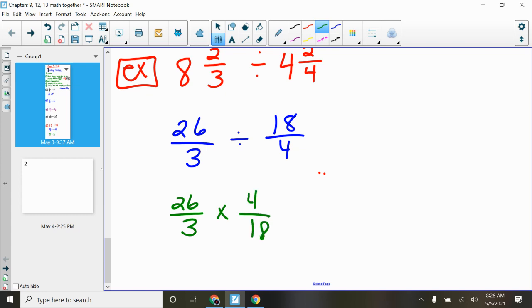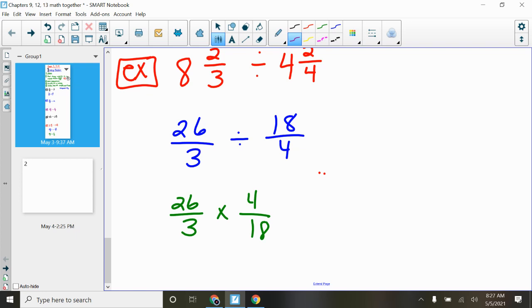All right, now we're ready for the next step, and it says simplify before you multiply. So Sophia, 26 over 3 and 4 over 18. First off, how many of you all have that? Have you made it to my green stuff yet? Okay, all right, now let's change to a new color so that we can see our new steps.